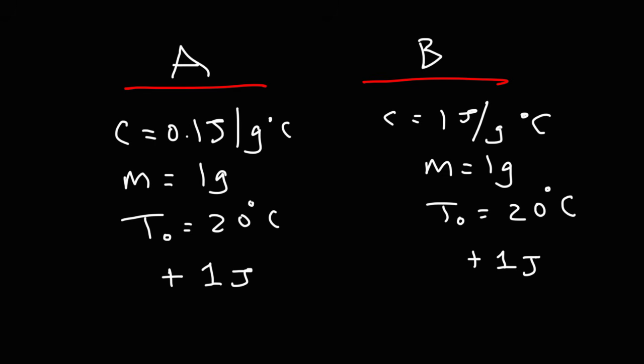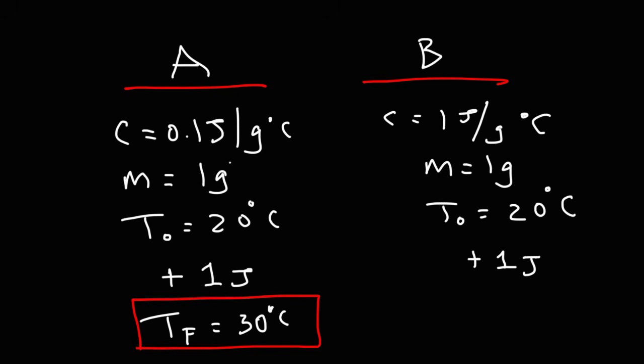Well, keep in mind what this means. It takes 0.1 joules of thermal energy to heat up 1 gram of substance A by 1 degree Celsius. So if 0.1 joules can raise the temperature by 1 degree Celsius, how much can 1 joule of heat energy raise it by? Well, it's going to raise it by 10 degrees Celsius. So the final temperature for this is going to be 30 degrees Celsius, just by adding 1 joule of heat energy.